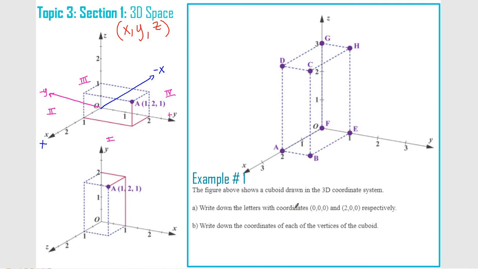So here, we want to write down the letters with coordinates 0, 0, 0. So here, 0x, 0y, 0z. Where everything meets, that would be point F. All right, 2, 0, 0. So y and z, we don't move along those axes, but the x-axis, we move 2, and there we get to A.